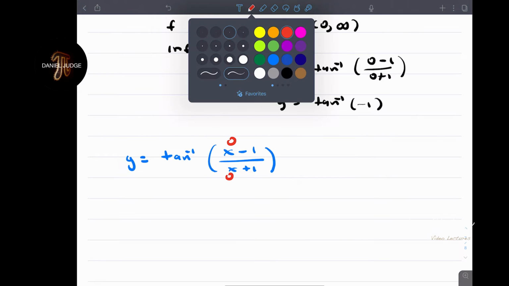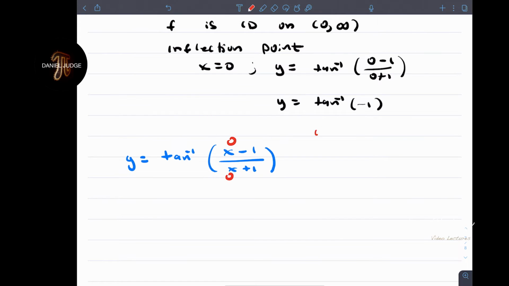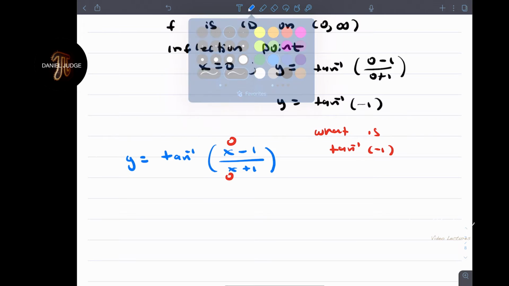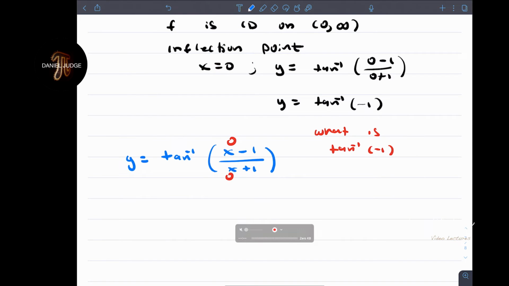Now, you have to answer the question, what is the inverse tangent of -1? What's that angle, right? So you can think of it as, we can say, let theta be inverse tangent -1, which means tangent theta is -1.